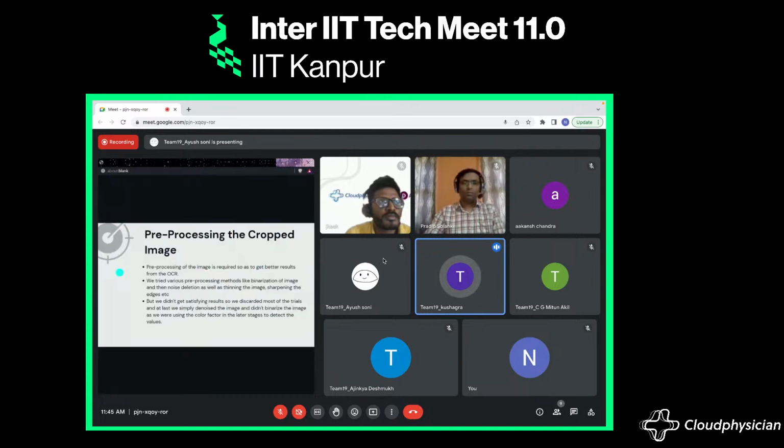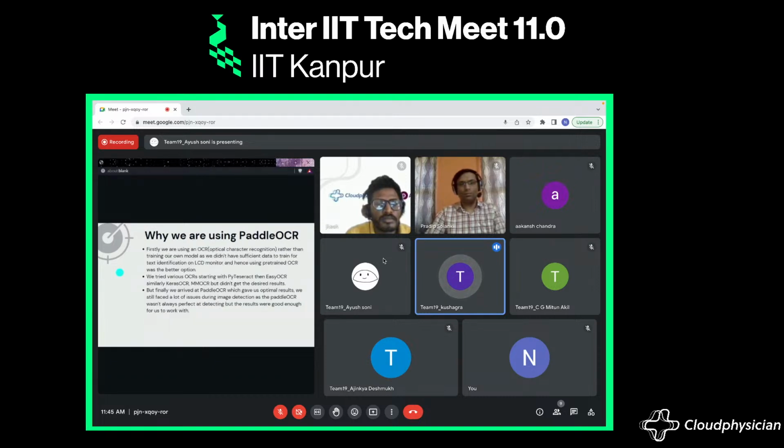To get better results from the OCR, we started by pre-processing the images by various methods like edge sharpening, thinning the text, noise deletion, etc. But we didn't get satisfactory results. So lastly, we simply denoised the image and used it further.